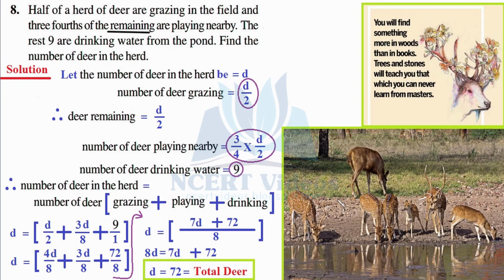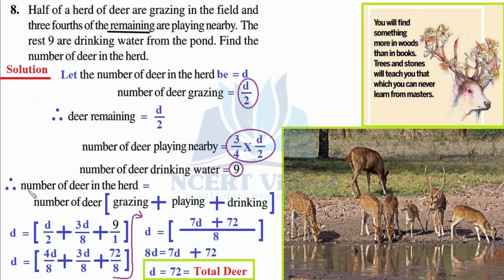So in order to find all the deer, we have to add all these 3 instances of deer. So we did the same. Therefore, the number of deer in the herd would be equal to the number of deer grazing, that is eating grass, the number of deer playing, and the number of deer drinking water. And we have to add them in order to get our total number of deer in the herd. So this is our ultimate equation, and into this we have to plug our values. So let's do the same.